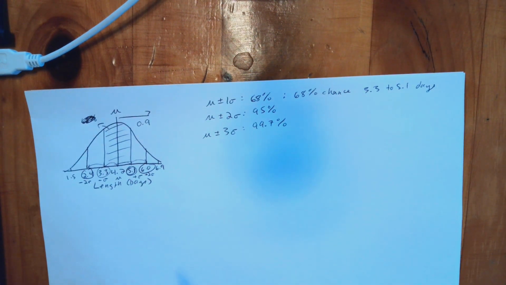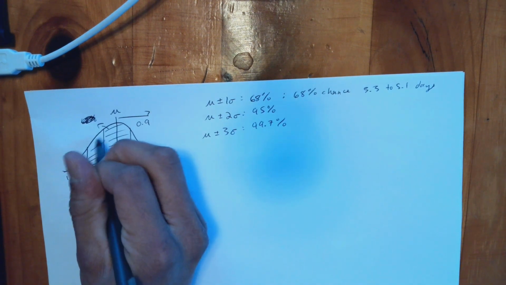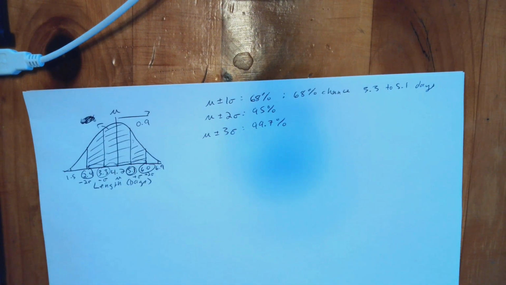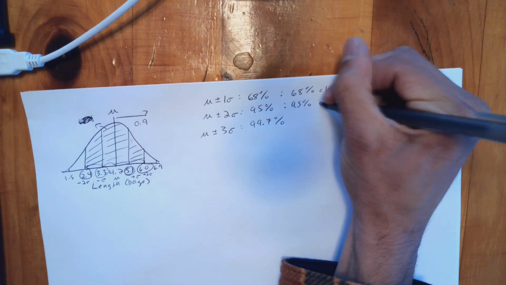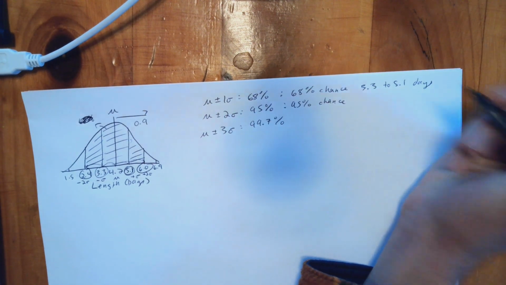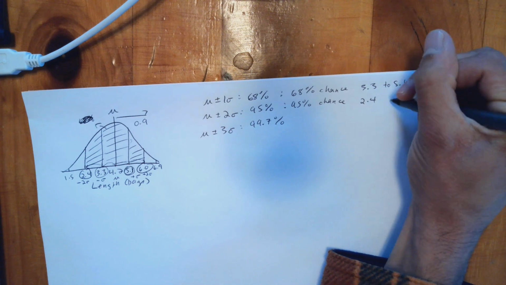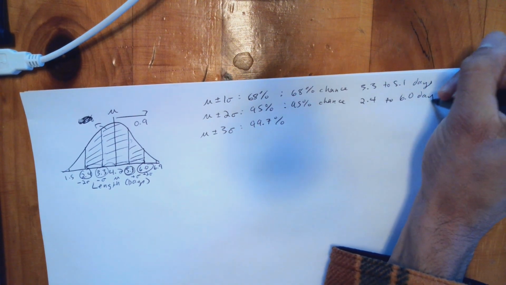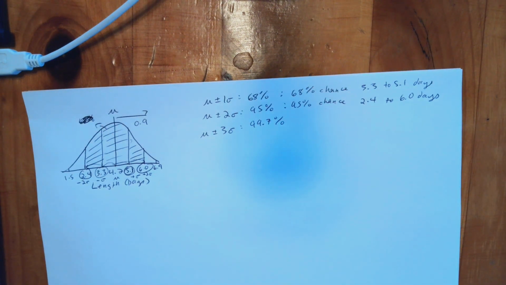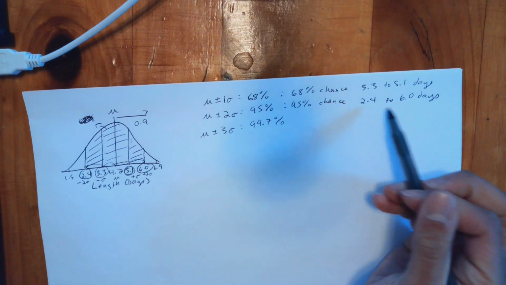The 68, 95, 99.7 rule tells us that we're going to find 95% of our area under the curve within two standard deviations of the mean on either side. So applying this rule, we can say we have a 95% chance that a trial is going to last between 2.4 and 6.0 days. So our answer to the question is that we can fill in those blanks with 2.4 and 6.0.